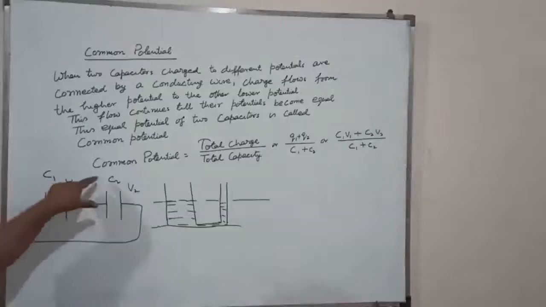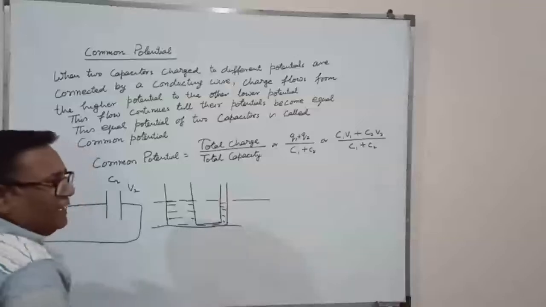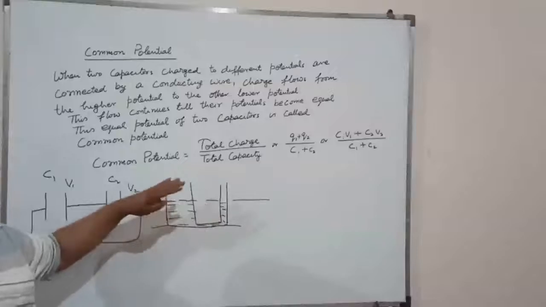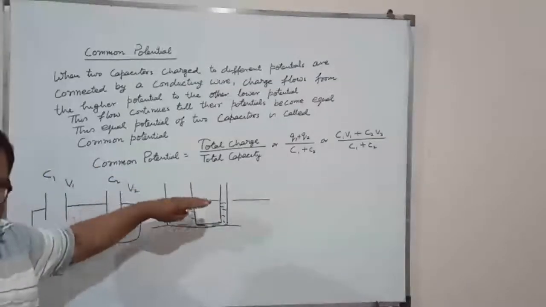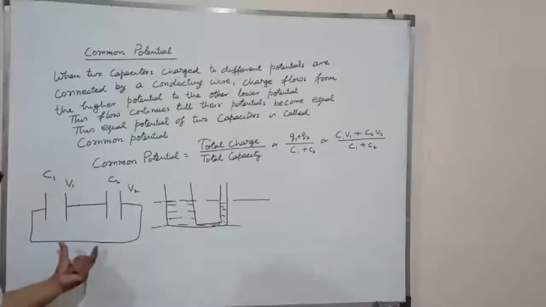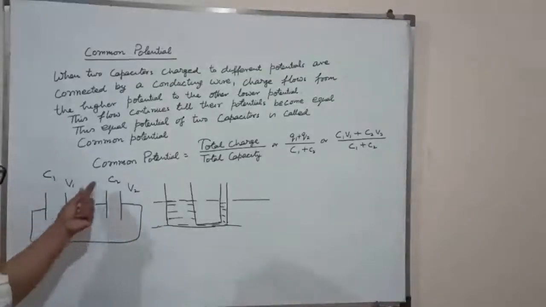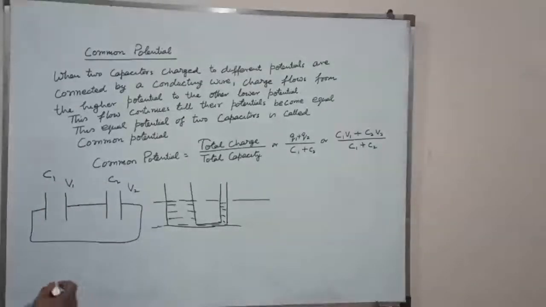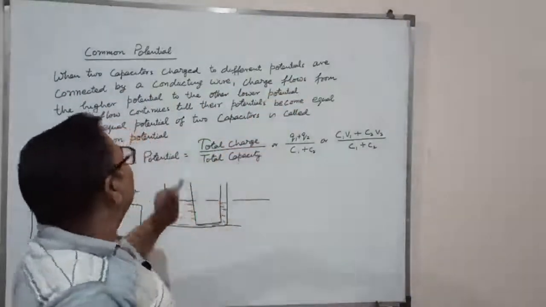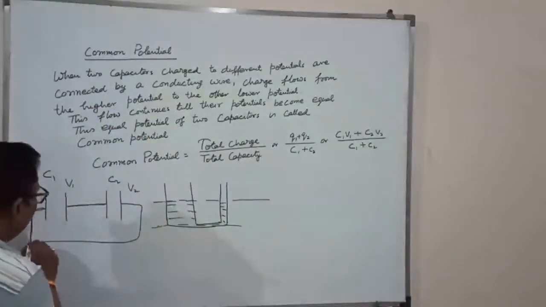If both capacitors have the same capacity, then the charge is equal. If both containers have the same area of cross section, then the water is equal and the level is the same. But the level is always the same, clear? But the water depends on the dimensions of the container. Here the potential is the same, but the charge depends on the capacity of the capacitors. Then mathematically we can calculate it. When two charged capacitors of different potentials are connected by a connecting wire, this is the connecting wire.